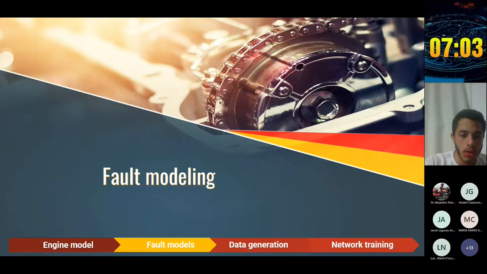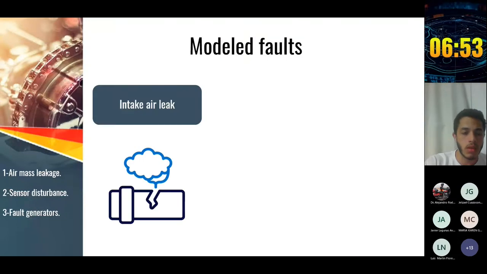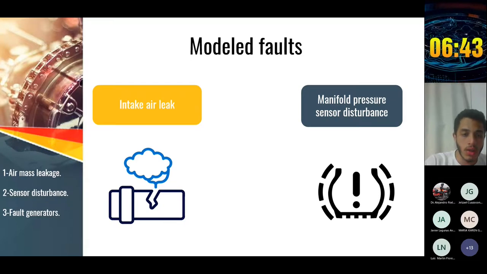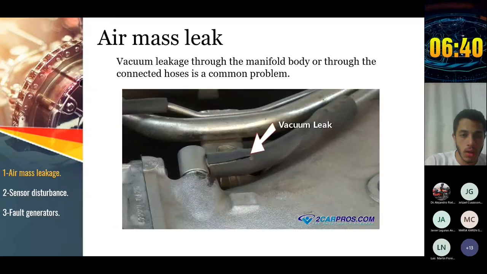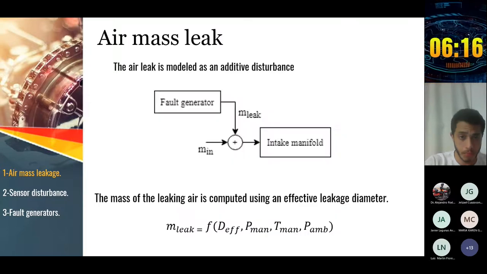In order to induce faults into our engine model, some fault models need to be constructed. In this work, we discussed two faults: first, an intake air leak, and second, a manifold pressure sensor disturbance. First, let's take a look at the intake air leak. This is a common problem that occurs due to the improper fixing of the connected hoses into the manifold body, or through physical holes in the manifold body or the hoses themselves, which causes the leak of air into the manifold body, leading to a deterioration in the performance of the engine.